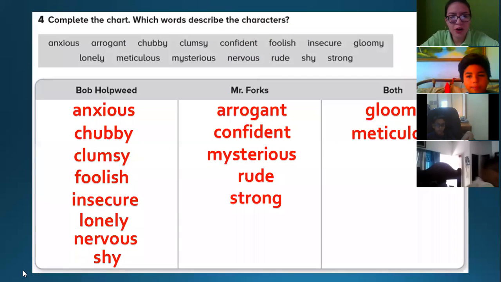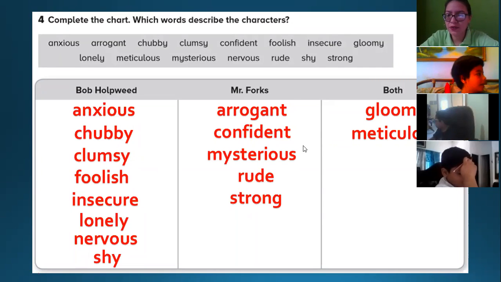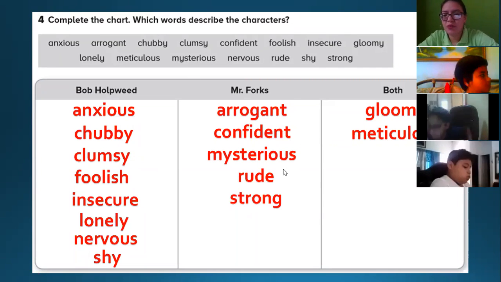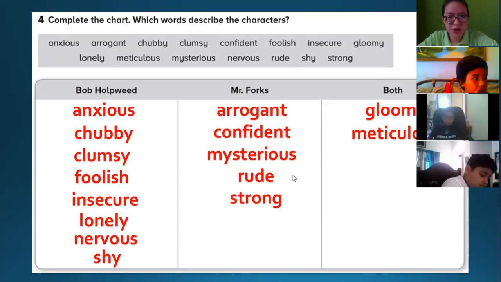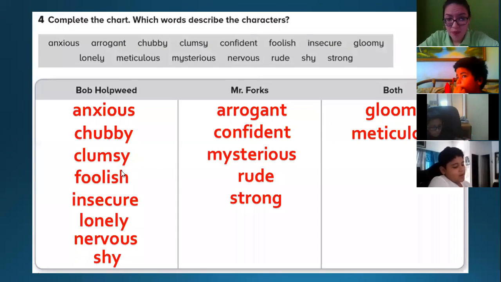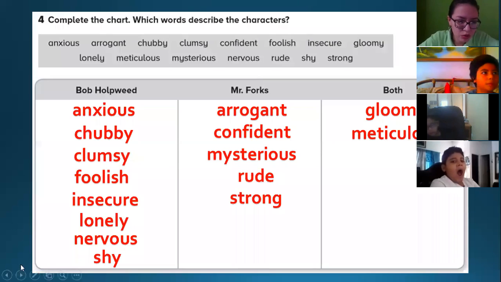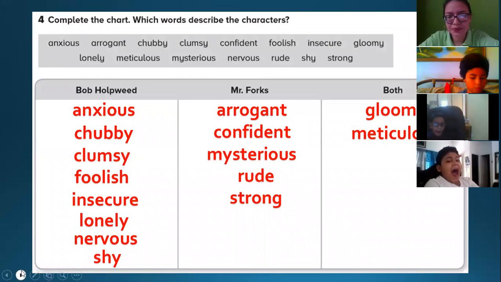Yes, Mr. Fox is strong. Excellent. So those were the answers, guys, for activity number 4 in your worksheet. Those were the adjectives that describe Bob Holwitz. This is the adjective for Mr. Fox. And finally, this is our adjective that both have. Excellent.